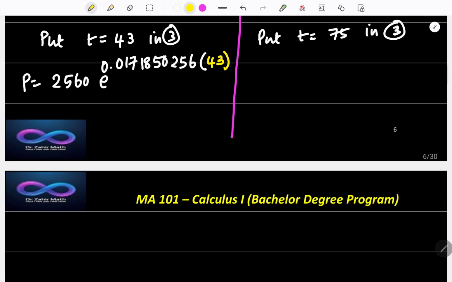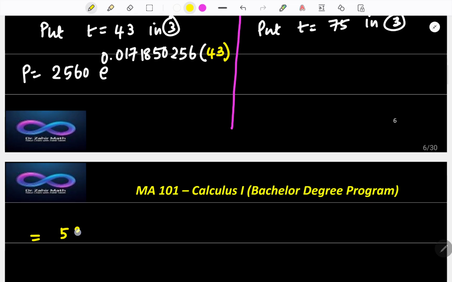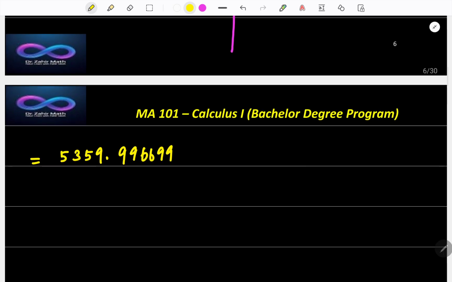Put in the calculator, everybody. Just calculate only 2560 e power 0.0171850.256 bracket open 43. You will get 5359.996699 million population.